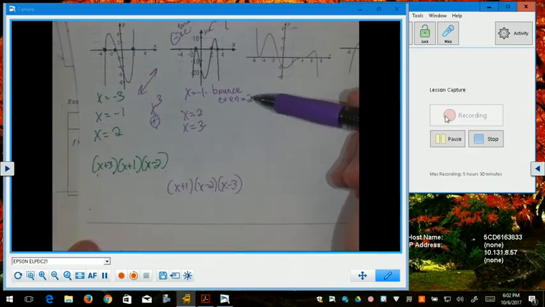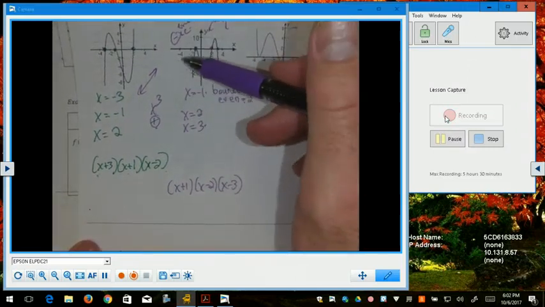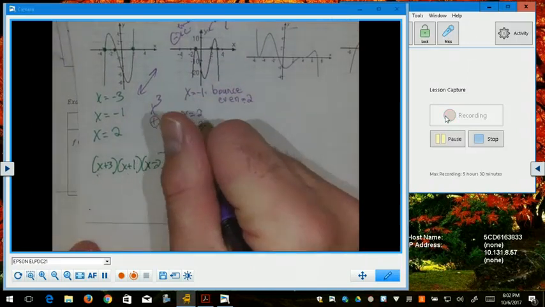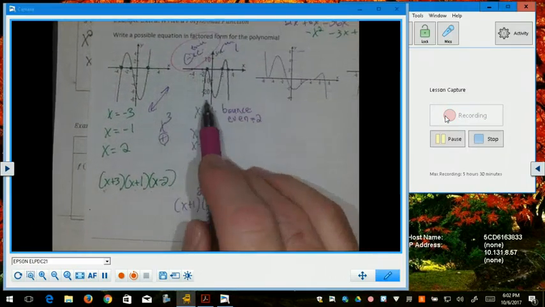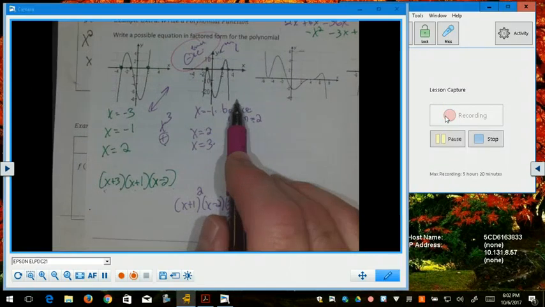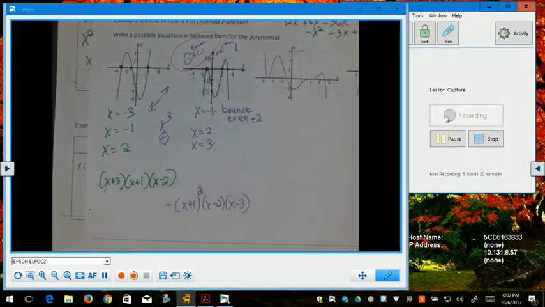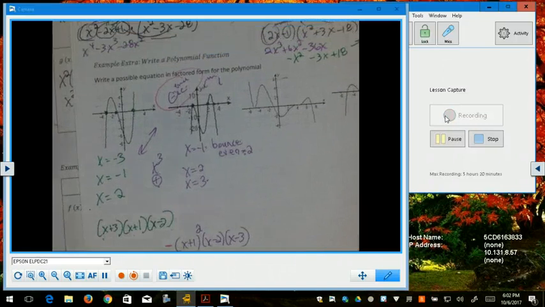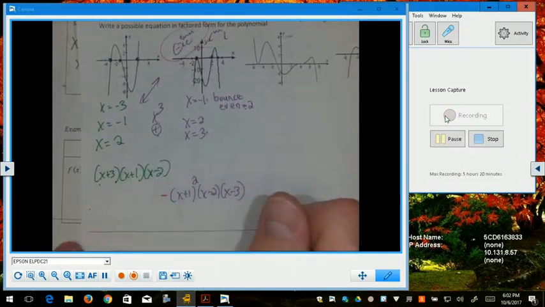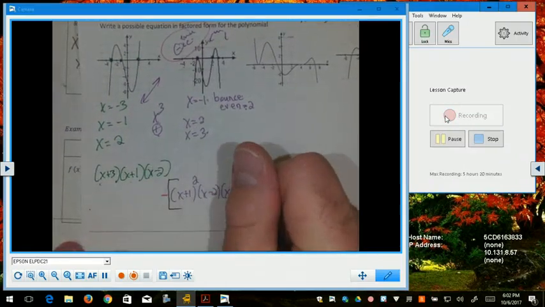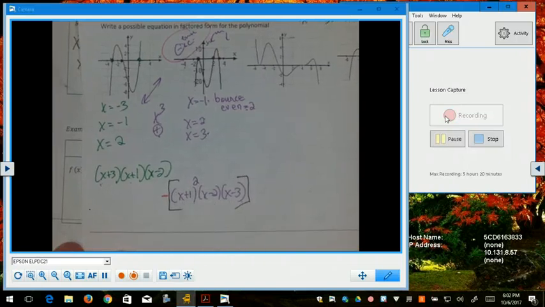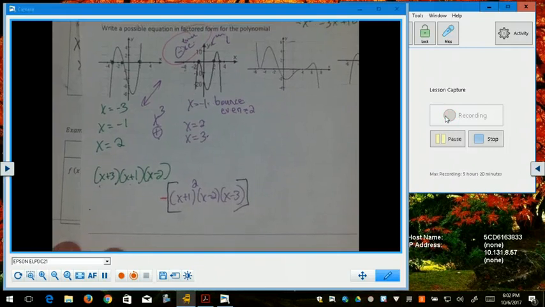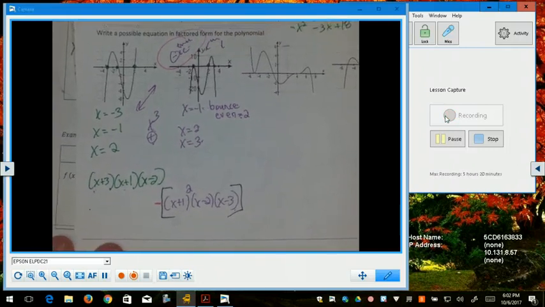The x plus 1 had even multiplicity, though, as indicated by the bounce, so I'll put an exponent of 2 on it. This also gets us a 4th degree polynomial. Now, because of the negative end behavior, we're going to have to put a negative sign in front of all of this. And so if or when I go to distribute this, I would distribute all those terms, and then the very last thing I would do once I have it in standard form is distribute a negative sign to every single term in that quartic equation.